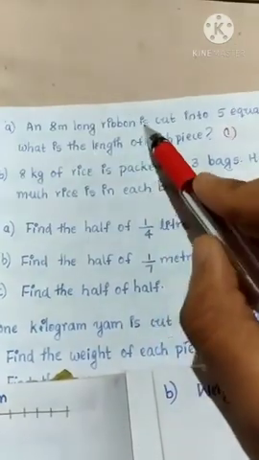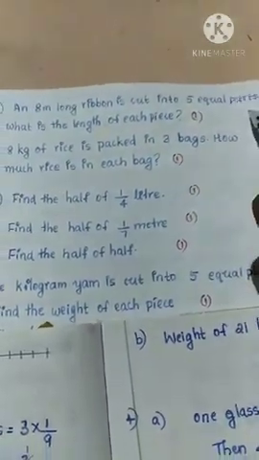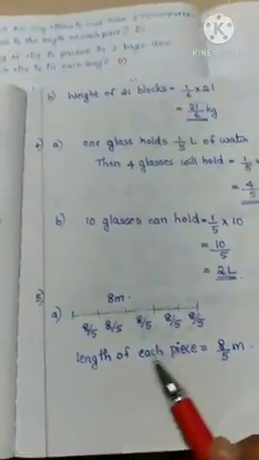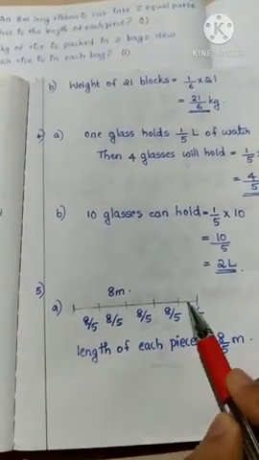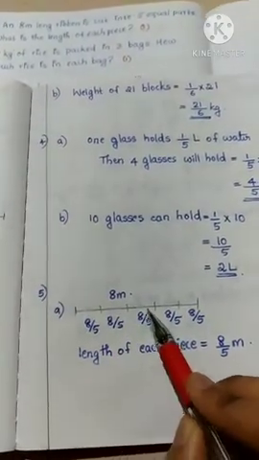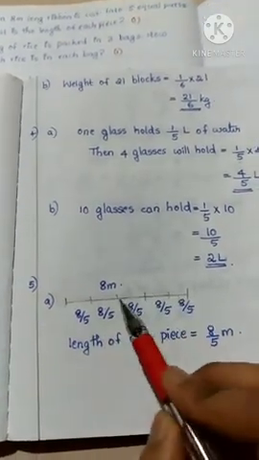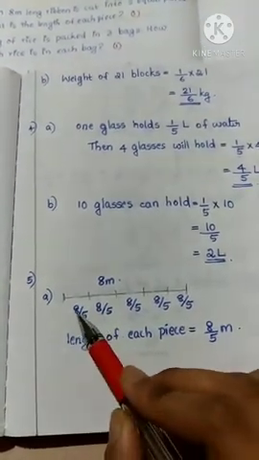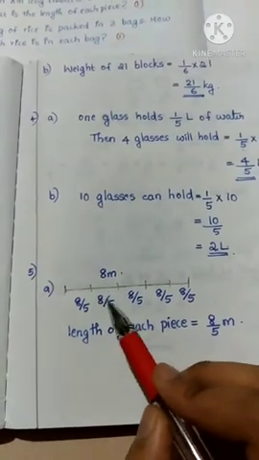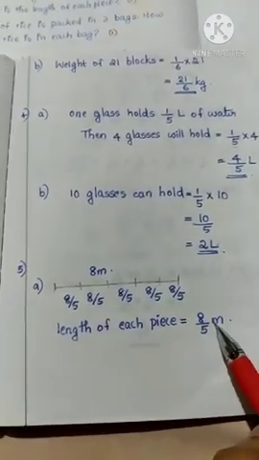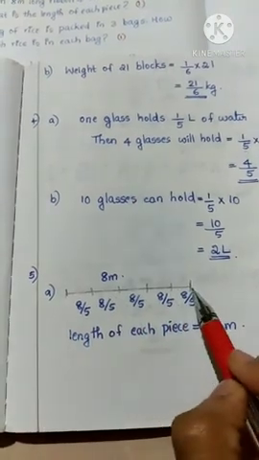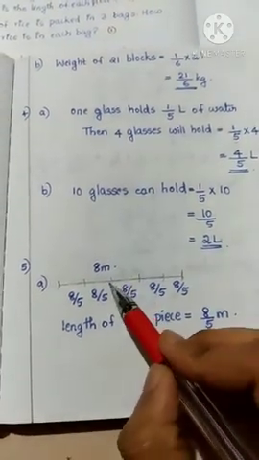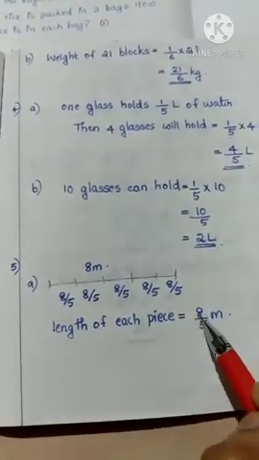Fifth question. An 8 meter long ribbon is cut into 5 equal parts. What is the length of each piece? So 8 meter long ribbon is cut into how many equal pieces? Yes, 1, 2, 3, 4, 5. 5 equal pieces. Then the length of each piece will be equal to 8 by 5 meter. If you divide 8 meter long ribbon into 5 equal parts or pieces, then the length of each piece will be 8 by 5 meter.